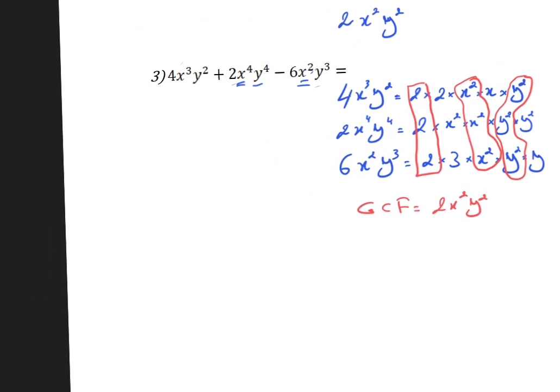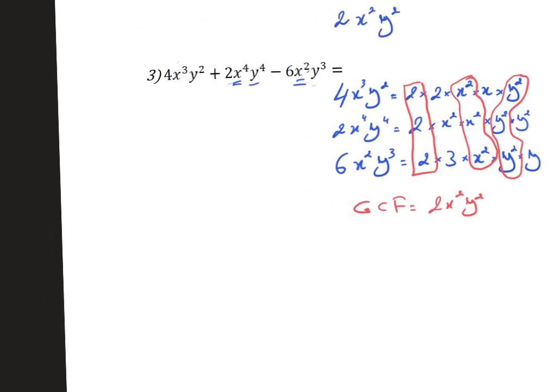Now, how do we factor this? By finding the GCF, we can clearly know the rest of the terms there. So let's see here. We have the GCF right here, 2x squared y squared. And here we're going to open parentheses, and here we're going to open parentheses.